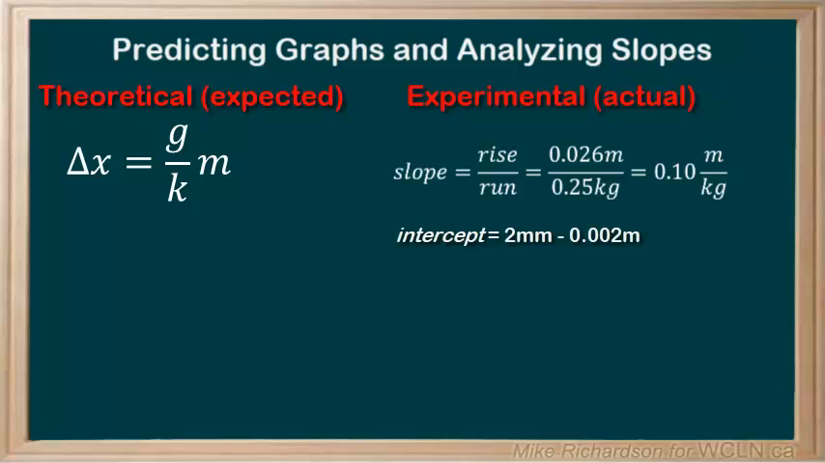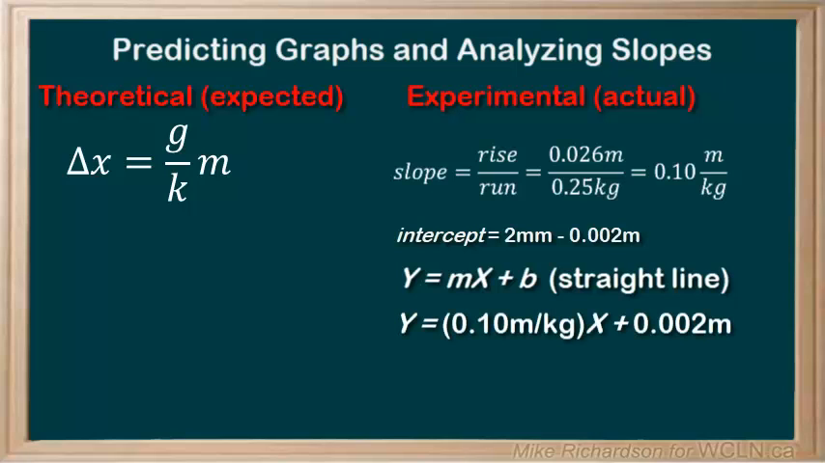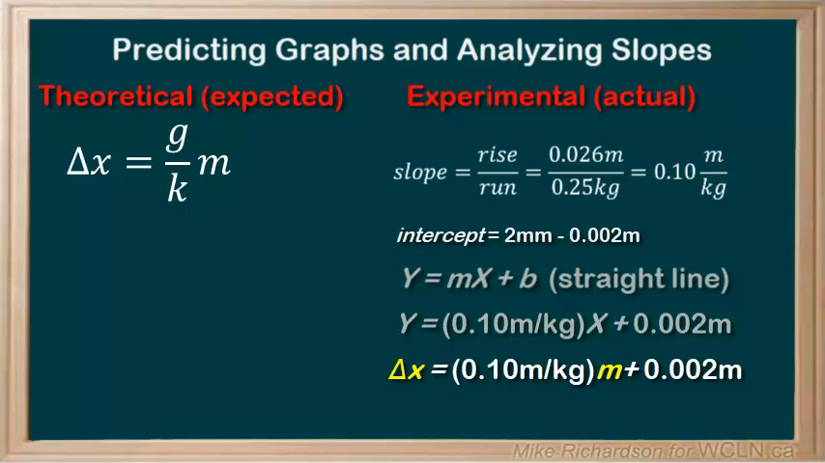For any straight line, y equals mx plus b. Once we substitute in our slope and intercept constants and then replace y and x with the actual variables delta x and m, we ultimately get delta x equals 0.10 meters per kilogram times mass plus 0.002 meters. We are now in a position to compare the experimental to the theoretical equation.